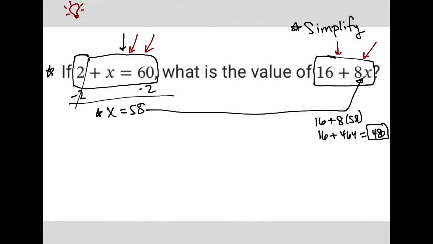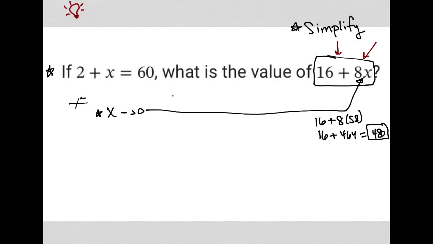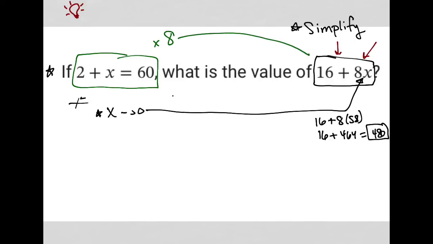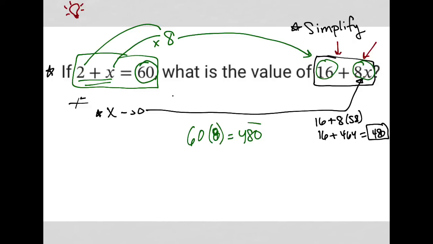If I take this equation, and let me just erase this and clean all of that up. If I take this equation here and I multiply it by 8, I will get this expression here, right? At least the left-hand side. How do I know that? Well, 2 times 8 is 16. X times 8 is 8x. Therefore, the answer has to be 60 times 8, which is 480. So that's another way to solve it. And it just comes from practice and seeing that this process happens repeatedly on the SAT.